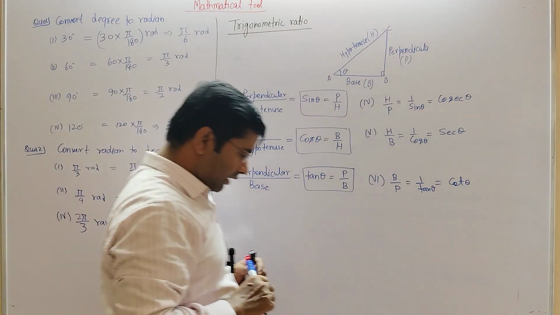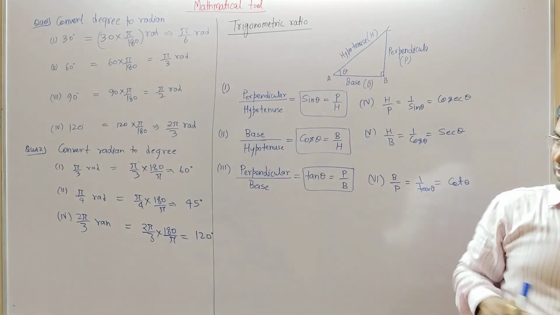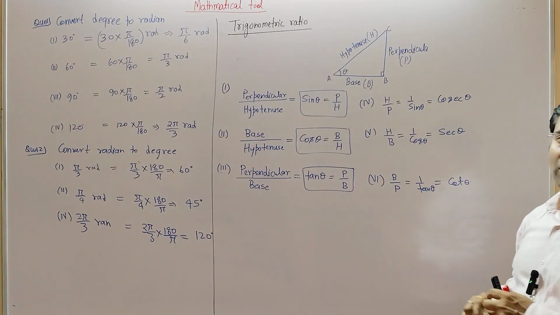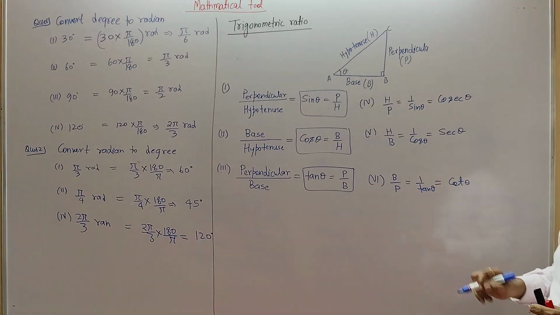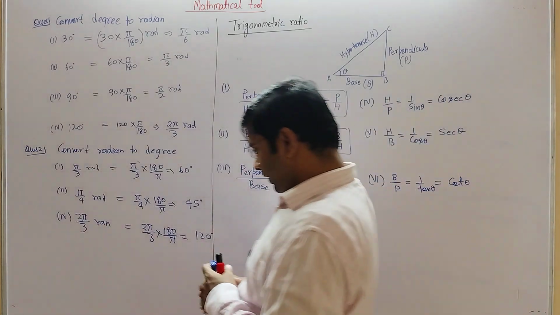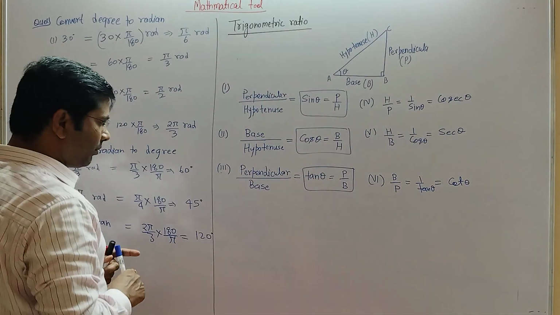Sin theta, cos theta, tan theta: we are introducing the ratios of sides of a right angle triangle. Next, complete this much.